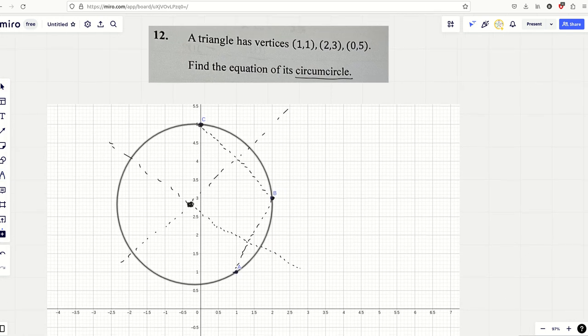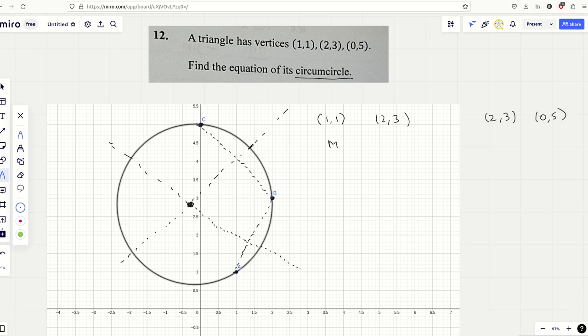Yeah. So all I'm going to do first is write down 1 and 1, because I actually used 1 and 1 and 2 and 3 first. So I found AB, the AB line first, yeah? And then I used 2, 3 and 0, 5. So then I did that one and found that perpendicular bisector next. Okay, so that's what I'm going to do.